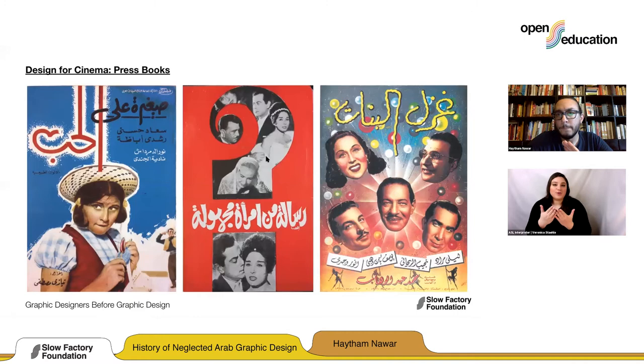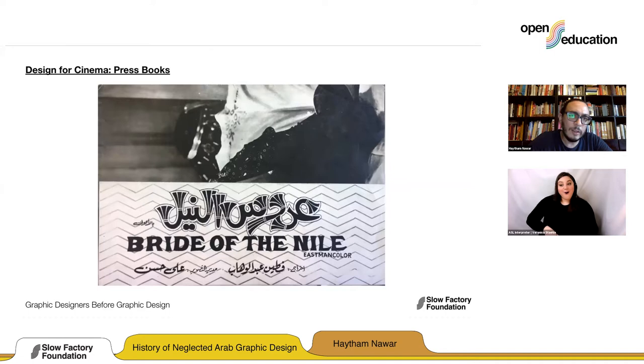And that's one I like as well. It's Bride of the Nile. And you can see the way they wanted to illustrate the waves of the Nile in the background, having the Arabic lettering with a lotus flower, and you see the waves, and then the Latin, which is the English name of the movie, Bride of the Nile.